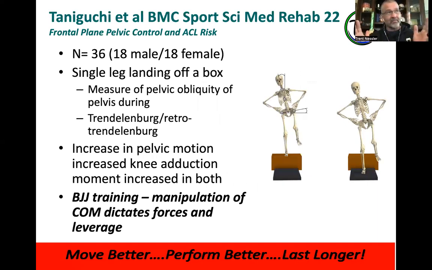So again, I talked about pelvic control. This was a really good study that was published in 2022, last year, that showed that lack of pelvic control increases knee adduction moment, especially in landing. What ends up happening is that as you land, and a lot of people, we call this a retro-Trendelenburg position, in this position they're losing the control of their pelvis, most of the time because they don't have that glute medius strength to be able to stabilize the pelvis when they land.